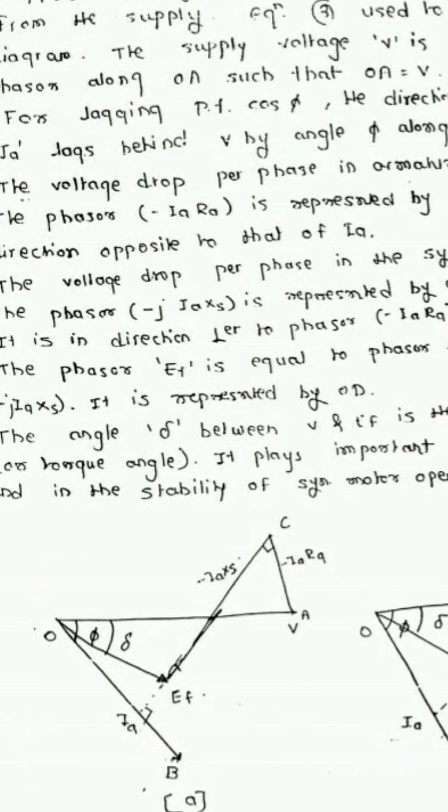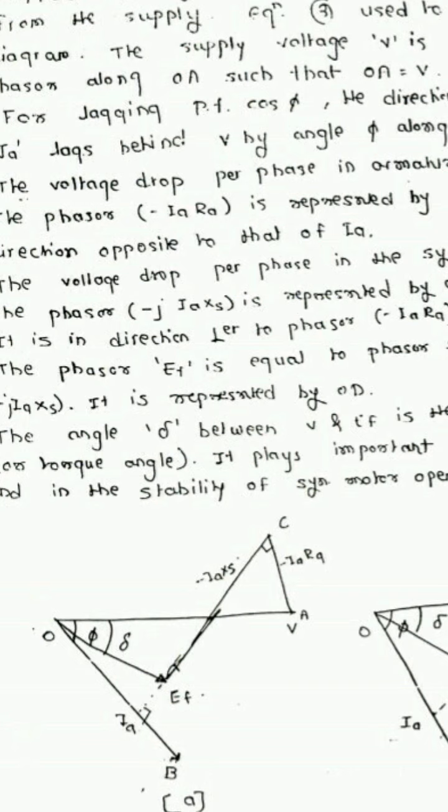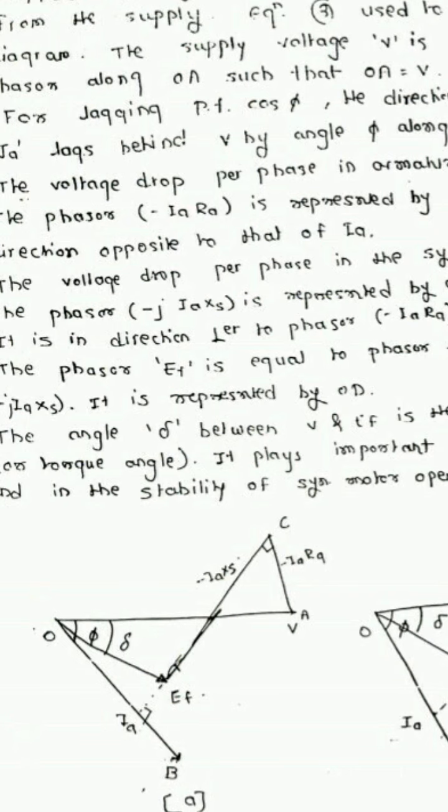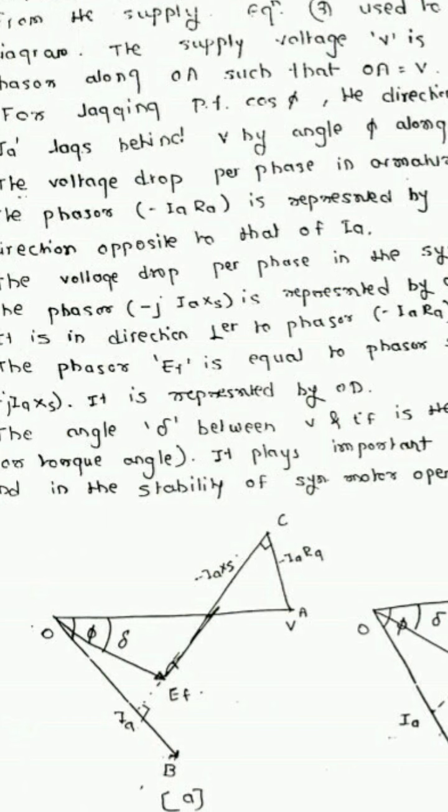Then the supply voltage V is taken as a reference phasor along OA, such that OA is equal to V. For lagging power factor cos phi, the armature current I lags behind V by the angle phi along OB, where OB is equal to Ia. The voltage drop per phase in the armature resistance is Ia Ra. The phasor minus Ia Ra is represented by AC, in a direction opposite to that of Ia.